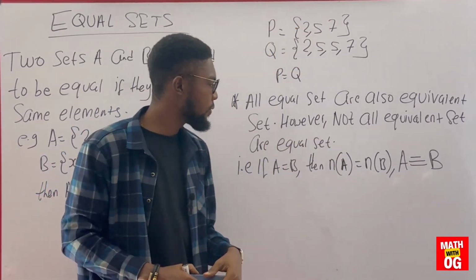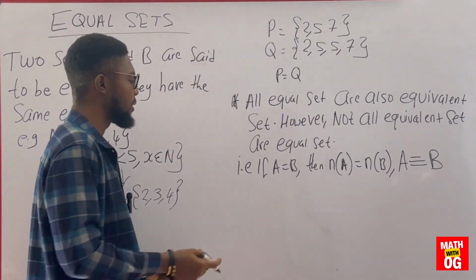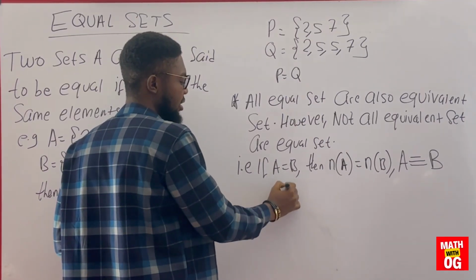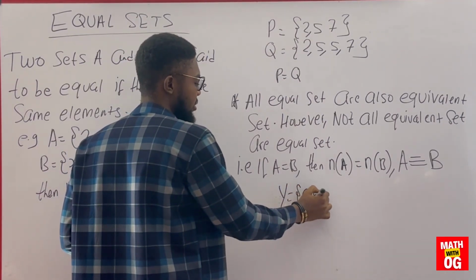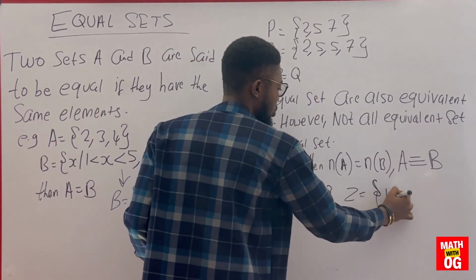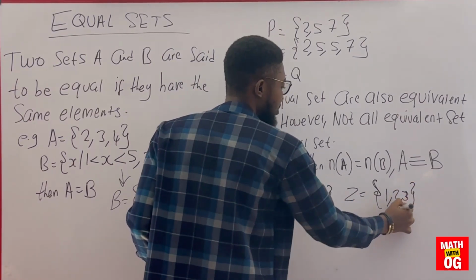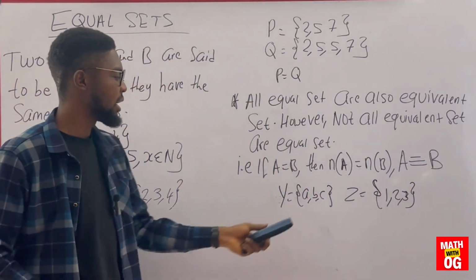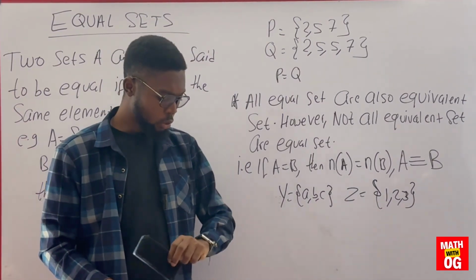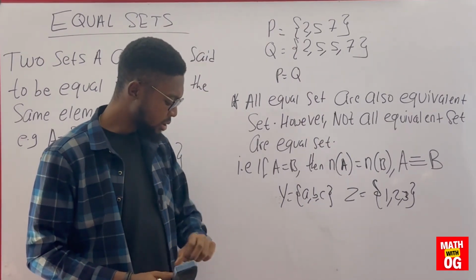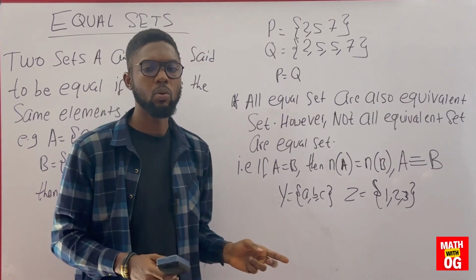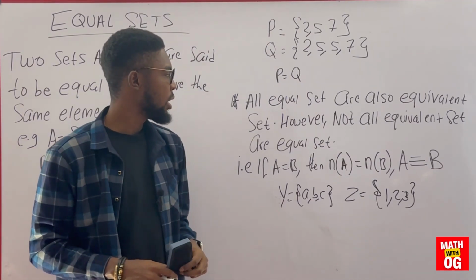However, not all equivalent sets are equal. Not all equivalent sets are equal. Let's use sets Y and Z. If I have set Y equal to {A, B, C}, and set Z equal to {1, 2, 3}, as you can see on the board, these two sets are equivalent because the cardinality here is 3 and the cardinality here is 3, but they are not equal. So two sets can be equivalent and not equal, but two sets cannot be equal and not equivalent. Once two sets are equal, the two sets are also equivalent.